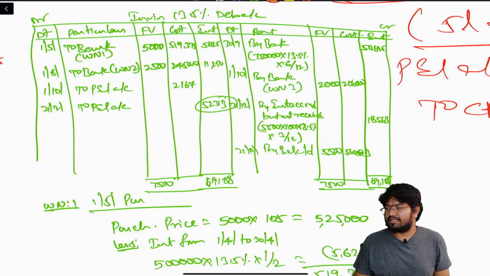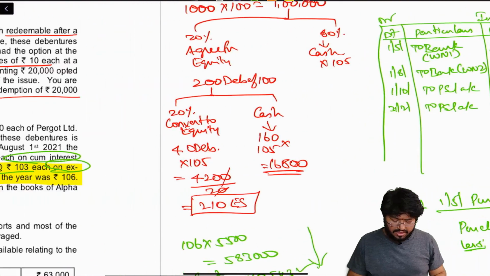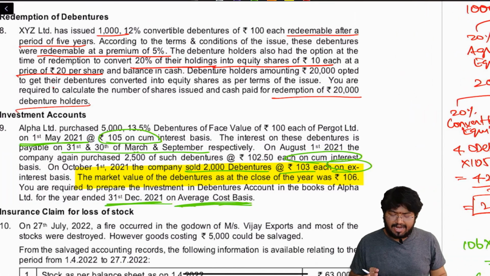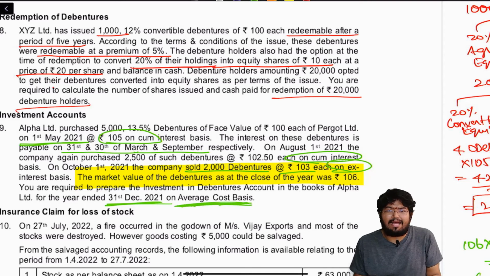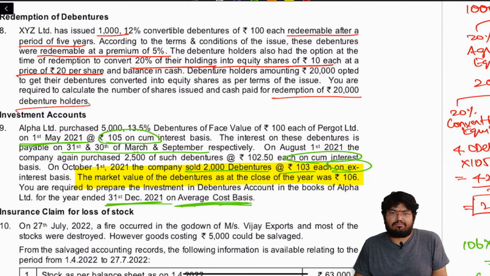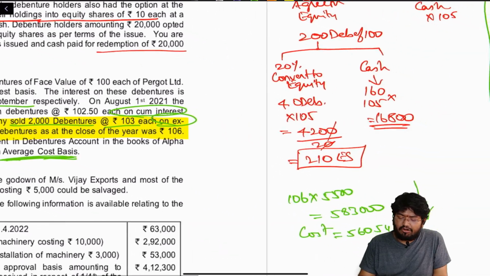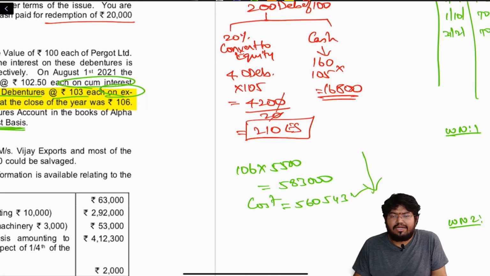Can you explain the closing balance of that? I'll do that. So what I'm saying is, he has given you the market value of debentures at the end of the year. That means he is asking you to assume this problem as if it is a short-term investment. Any short-term investment, how do you value on the balance sheet date? It is either at cost or NRV, whichever is less.